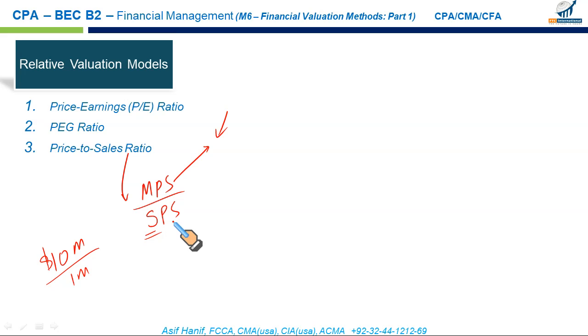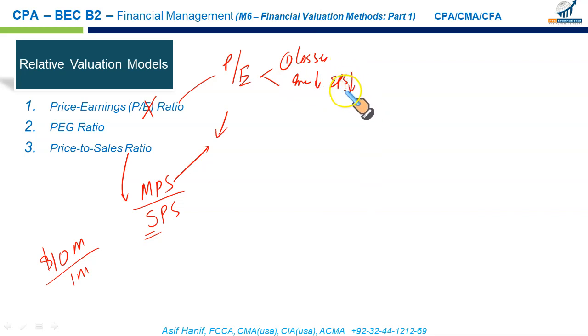That's the one reason why we use the market price per share over sales per share, right? This is the one main reason. And sometimes the company doesn't have income. When the company doesn't have income, it will not have meaningful EPS. Or when the income is very low. Remember, price earning ratio will be very meaningless when the company has losses, because when there are losses, you have loss per share, not earning per share. Or when the incomes are very low, EPS is going to be very low. A very low EPS will be meaningless. It won't provide more meaning.